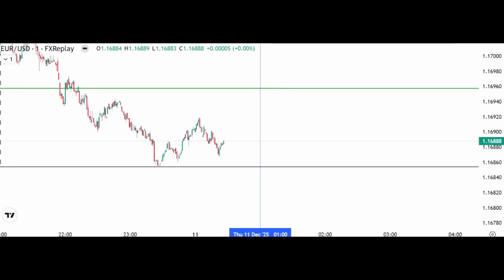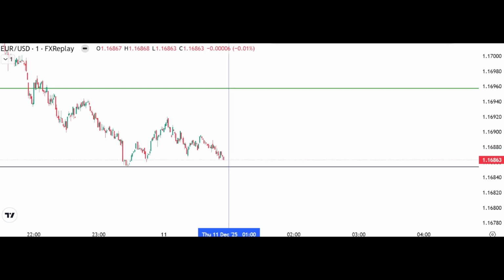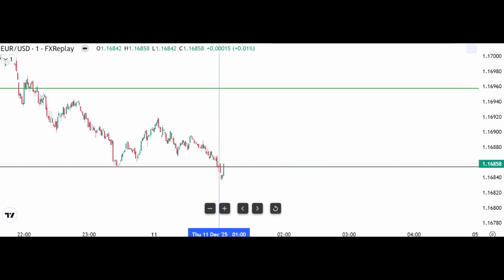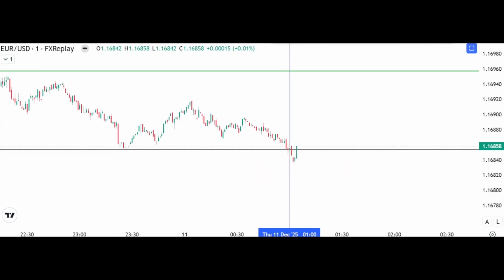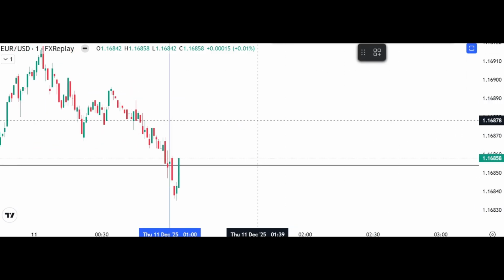You simply come before the 1 a.m. candle and wait for the sweep, either the high or the low. Now, as you can see, we have the sweep. What we are looking for is a displacement. Displacement is simply a change of character or break of structure.